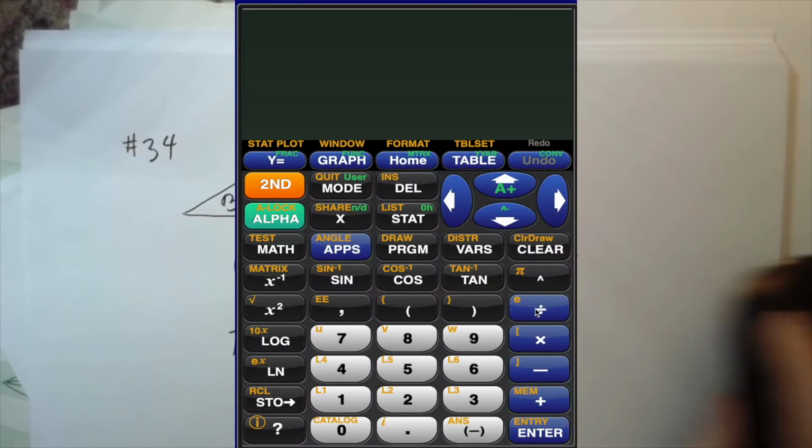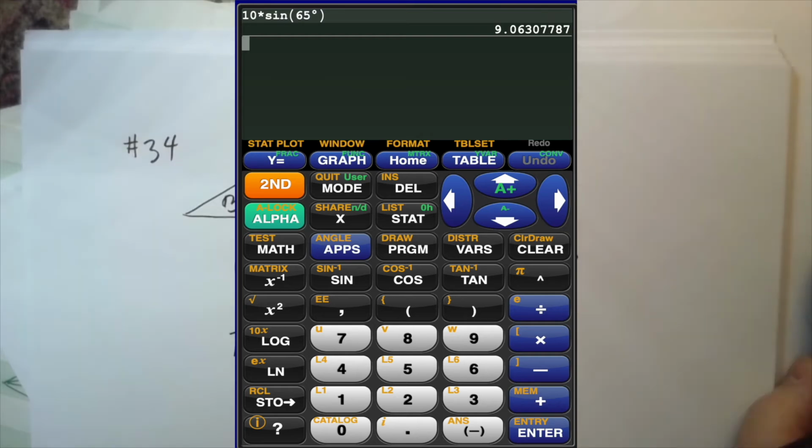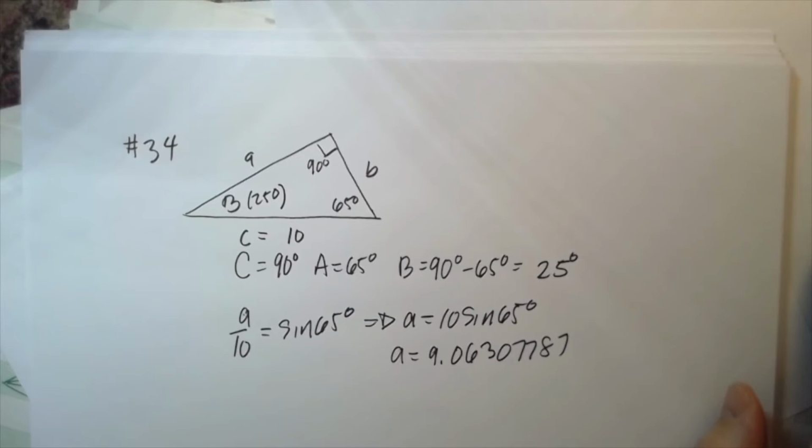Put in my 10 times the sine of 65, and because I have it set for radians, I don't want to switch it. I just go to angle, degrees, and so we get A is equal to 9.06307787, and round off to however many digits we feel like. Alright, so we have our side, A.